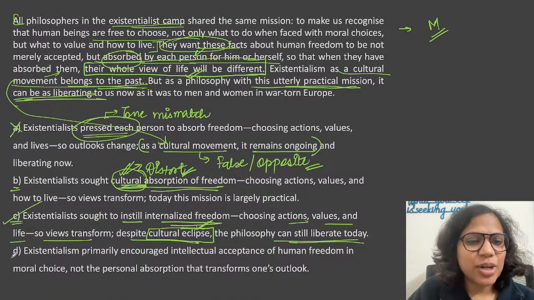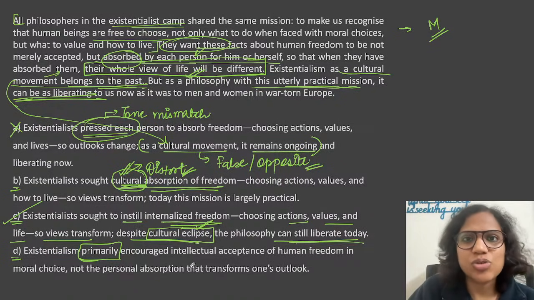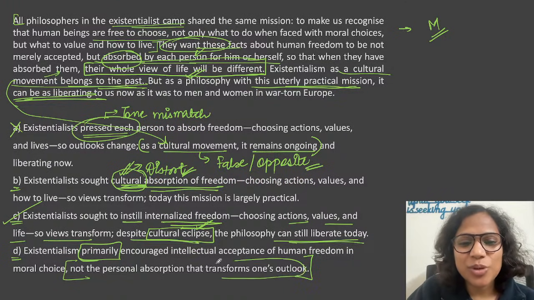Okay? Now D says existentialism primarily, okay, so be on the lookout for extreme words as well. Encouraged intellectual acceptance of human freedom in moral choice, not the personal absorption that transforms one's outlook. Weren't their aim to transform the whole view of life?